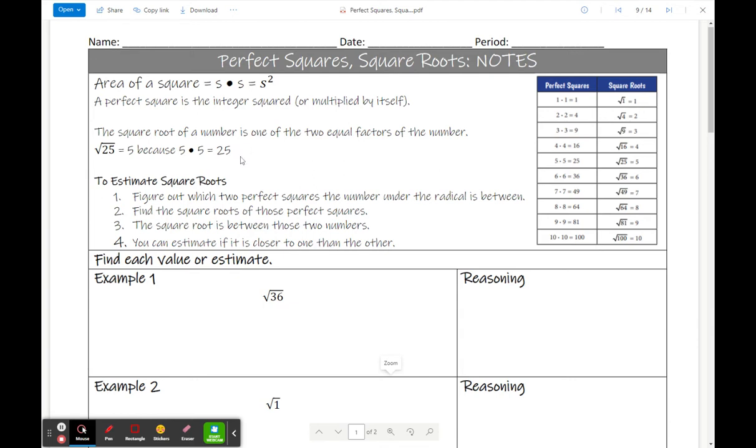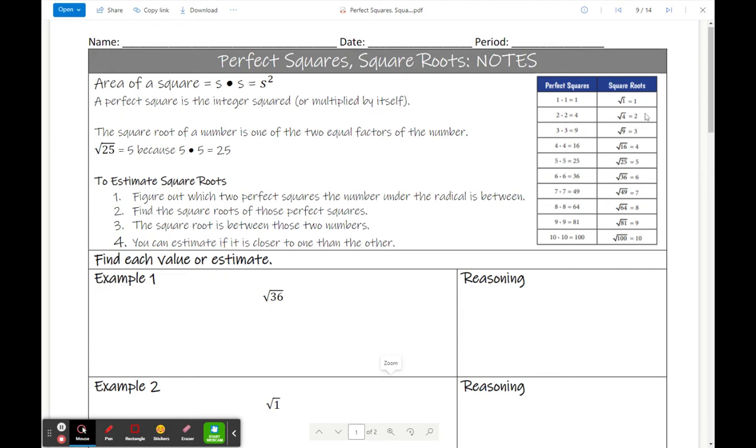A square root is one of the two equal factors of that number. So for example, the square root of 25 is 5. Why? Because if I think of going backwards, or the inverse of squaring a number, the square root is taking and trying to figure out what number multiplied by itself would give you that as a product. So 5 times 5 is 25, so the square root of 25 is 5.